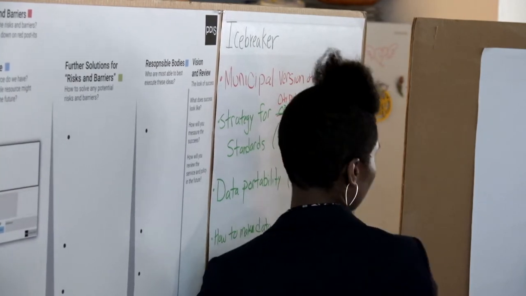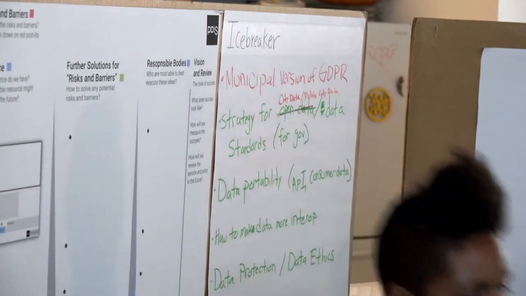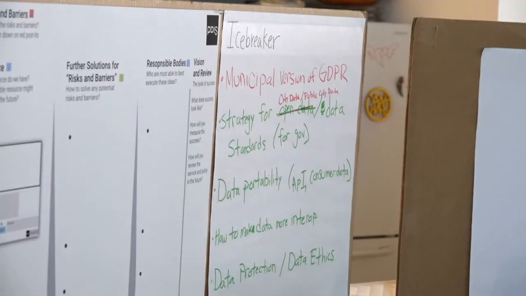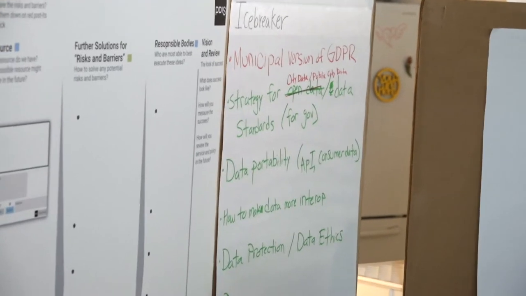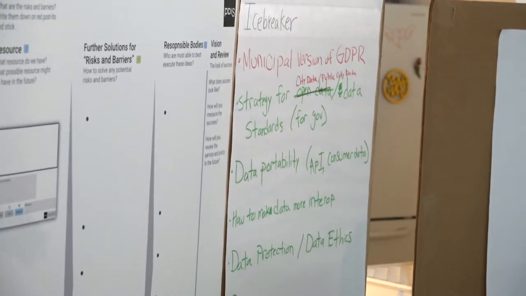All right, so what are the topics we have? I'll move from the bottom. We've had a suggestion to rethink this as data protection or data ethics instead of data integration. How to make data more interoperable within government. Data portability, like APIs or consumer data, or this could also tie into that other question. Strategy for city data or public city data standards. And municipal version of GDPR.